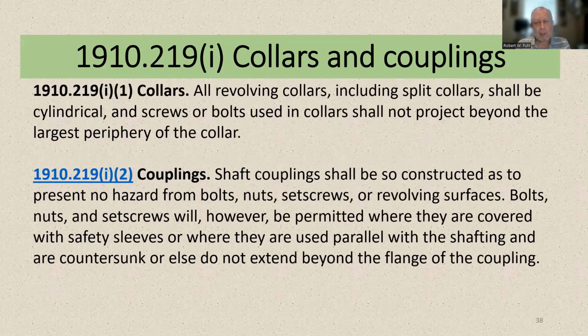All revolving collars, including split collars, shall be cylindrical, and screws or bolts used in collars should not project beyond the largest periphery of the collar. Makes sense. Shaft couplings shall be so constructed as to present no hazard from bolts, nuts, set screws, or revolving surfaces. Bolts, nuts, and set screws will, however, be permitted where they are covered with safety sleeves or where they are used parallel with the shafting and are countersunk or else do not extend beyond the flange of the coupling. So what they're saying there is when you have a coupling, the shaft's going to rotate pretty fast. You don't want anything sticking out of it.